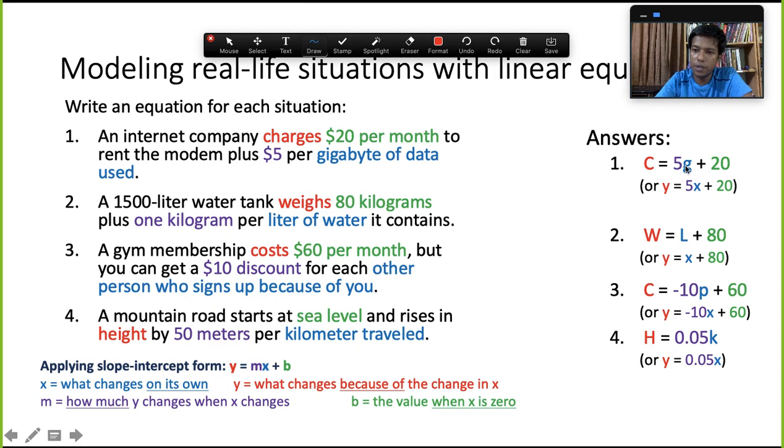And you will have to then put the value of G. How many? Suppose 4 gigabyte you use, or let's say 60 gigabyte you use, then it will be 5 into 60. Then this will be the equation.